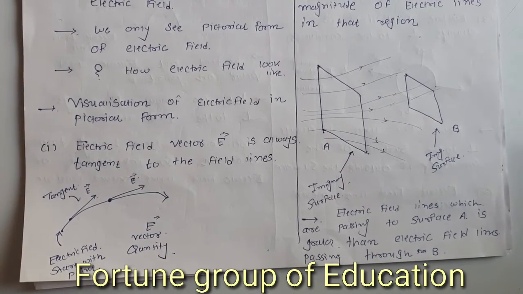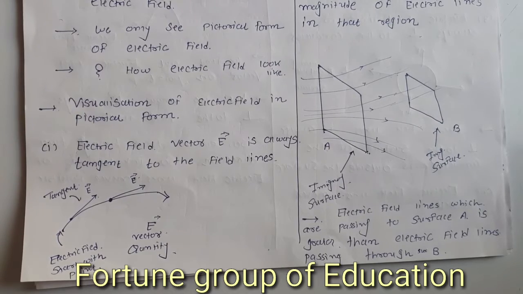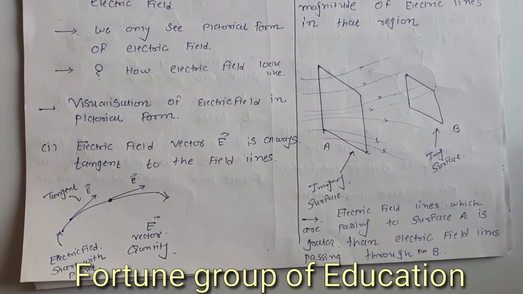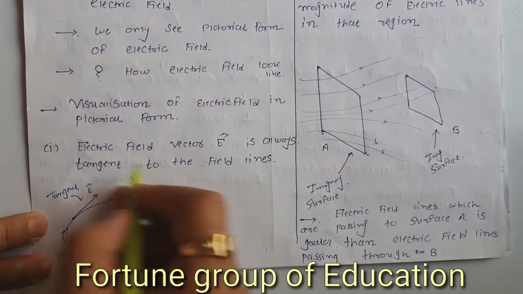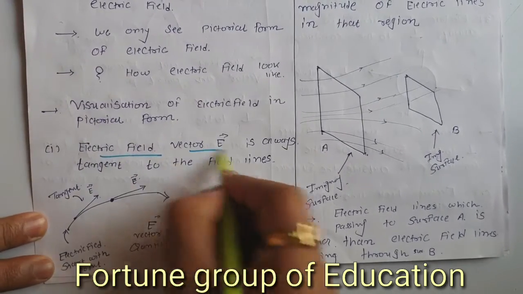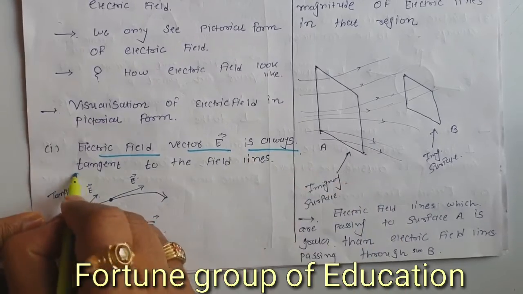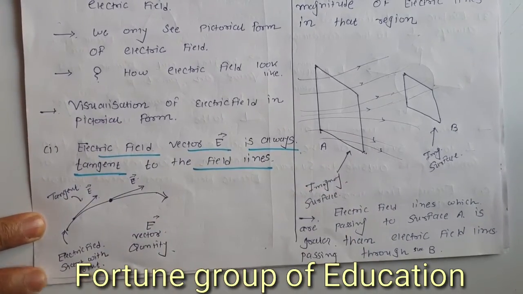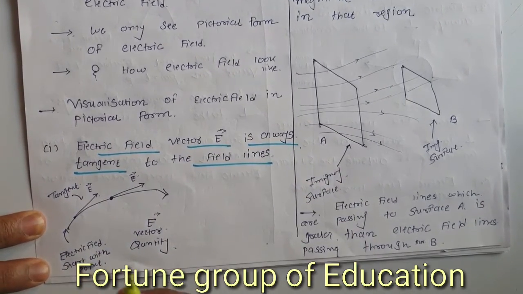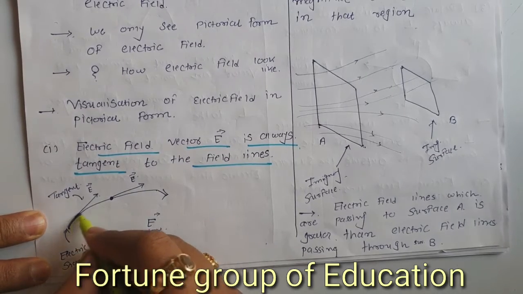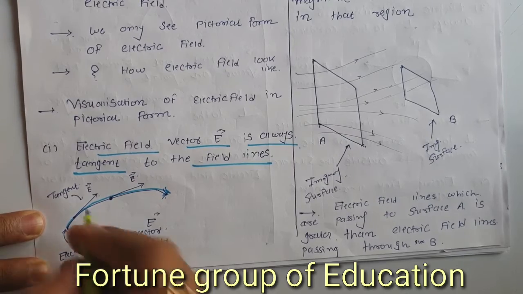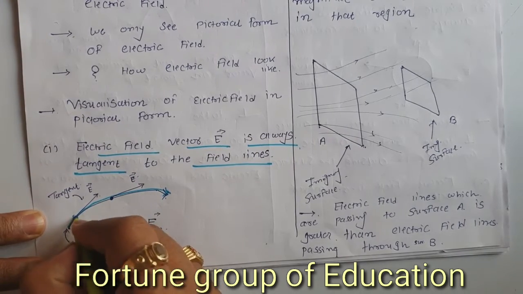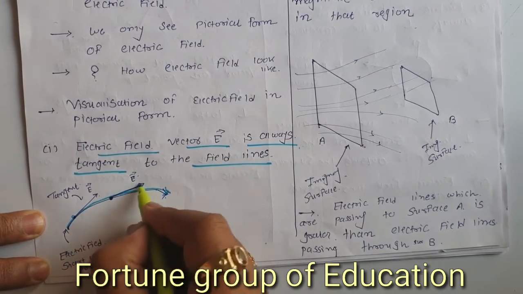Now the electric field vector E is always tangent to the electric field lines. Let's see an example. This is one example. This is the electric field line, and this is the electric field. The electric field is tangent to the line at this point.